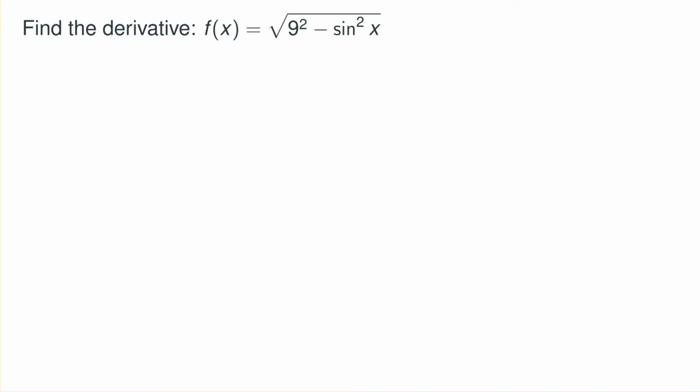Find the derivative of square root of 9 squared minus sine squared x. So here we have a composite function. The outside function is square root, and inside function is this 9 squared minus sine squared x. So when we take the derivative, we do have to use chain rule. And we can also rewrite this as half power. And inside is 9 squared minus sine squared x.